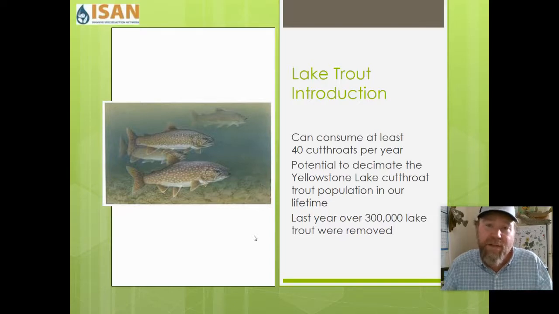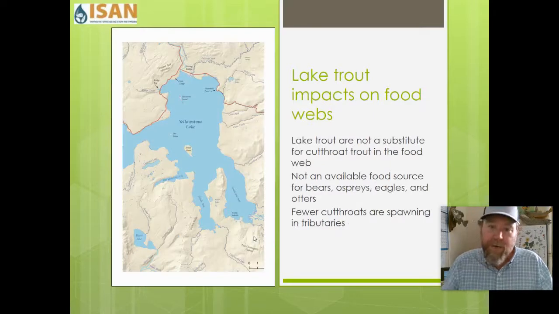And about 300,000 lake trout are killed and removed from Yellowstone Lake annually to try to keep that cutthroat population intact. Now, the reason why the lake trout are so bad is because they're not a good substitute for cutthroat trout within the food web. They don't make themselves available as food because lake trout like to live in deep water. And they're not accessible to ospreys and eagles and grizzly bears and otters and the animals that feed upon fish within this particular food web.